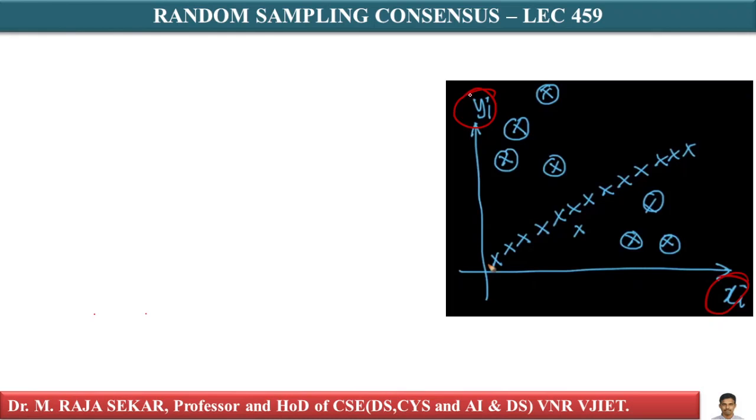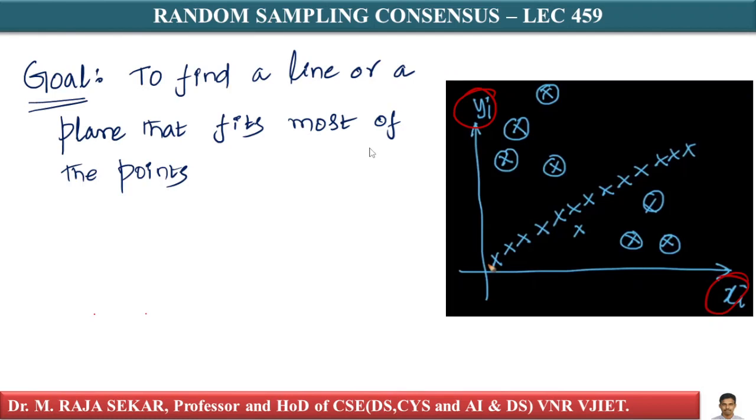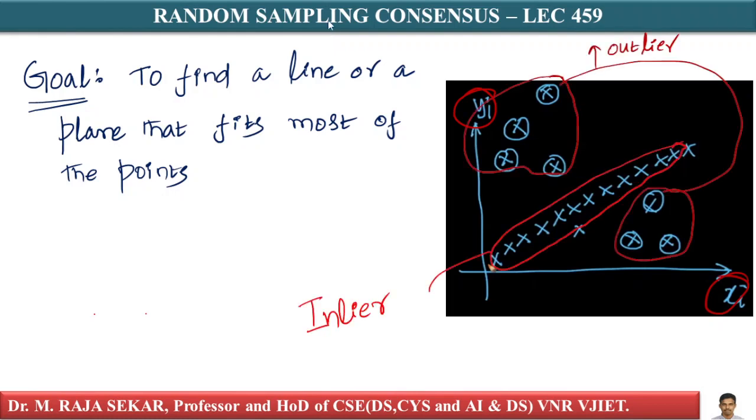So in linear regression, what is my goal? My goal is to find a line or a plane that fits most of the points. So imagine this is my data set. All these points are inliers, and all these circled points, let me say, are outliers.